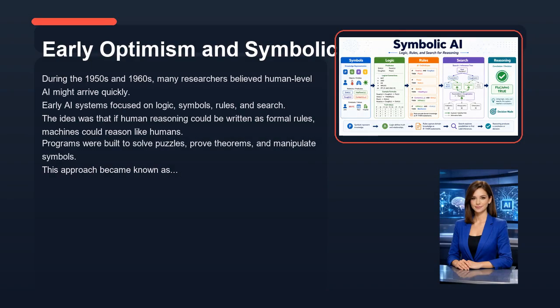Now let's look at early optimism and symbolic AI. During the 1950s and 1960s, many researchers believed human-level AI might arrive quickly. Early AI systems focused on logic, symbols, rules, and search. The idea was that if human reasoning could be written as formal rules, machines could reason like humans. Programs were built to solve puzzles, prove theorems, and manipulate symbols. This approach became known as symbolic AI. It worked well in narrow problems but struggled with messy real-world situations.